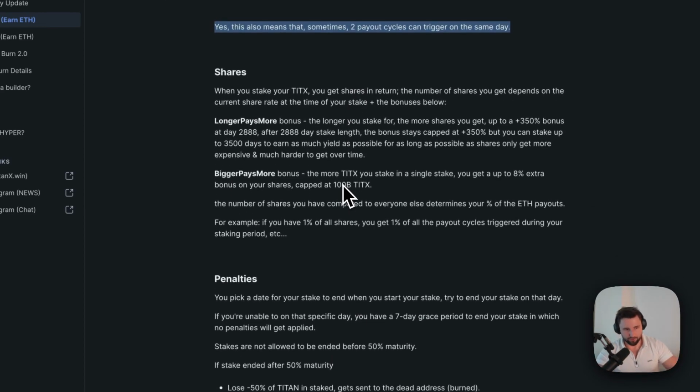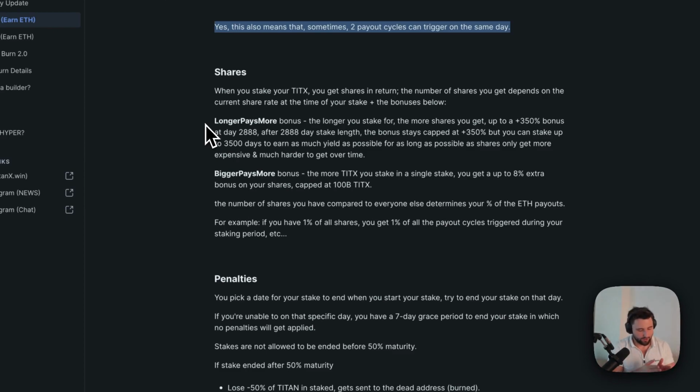Now shares, this is very important to understand. When you stake your TitanX, you get shares in return. The number of shares you get depends on the current share rate at the time of your stake, plus the bonuses below. So you have a longer pays more and a bigger pays more. People can actually read into this for more details, but basically, the longer you go, the more shares you get.